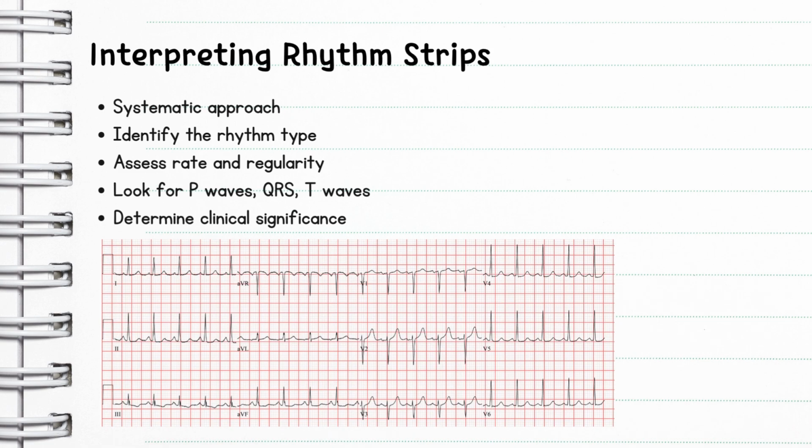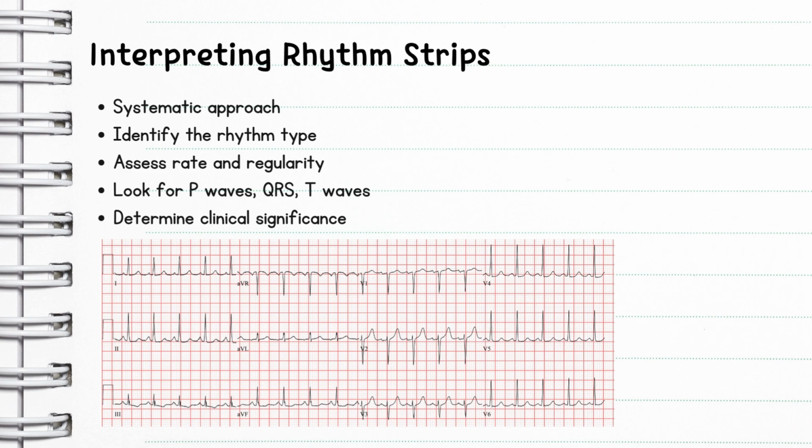Okay, so interpreting rhythm strips is super important in the critical care setting. Whether you're in the ER, ICU, OR, PACU, even on a med-surg unit, it's still super important because your patient might be on a telemonitor. Okay, so the first thing you need to do is have a systematic approach when you're looking at a rhythm strip. My suggestion is, first, you're going to identify the overall rhythm type.